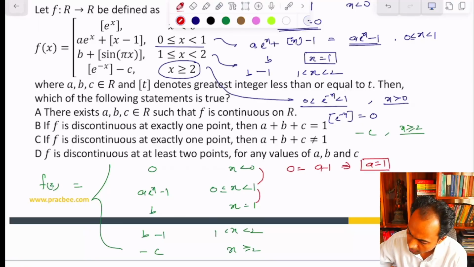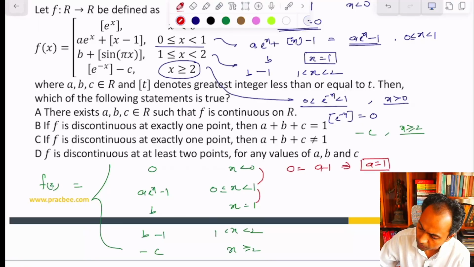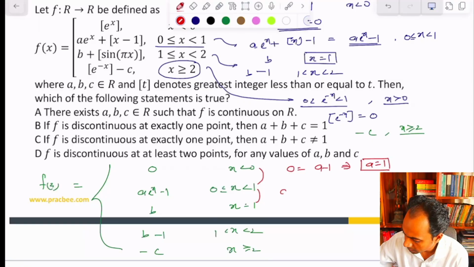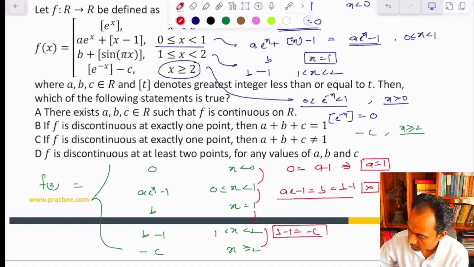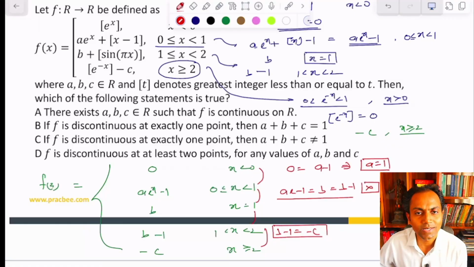If I want to ensure continuity at 1, the left hand limit will come by putting 1 in this function. So, a into e minus 1 should be equal to b. For continuity, we should also want this value equal to b minus 1. Now, this is almost impossible, so this can never happen. And now, for 2, what is the condition that we should have? b minus 1 should be equal to minus c. This is possible. So, now let us analyze the options in this slide.